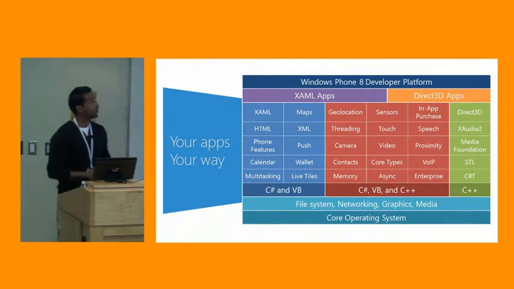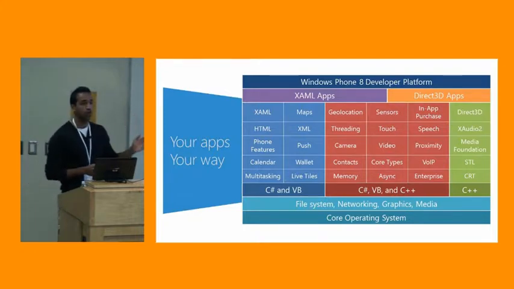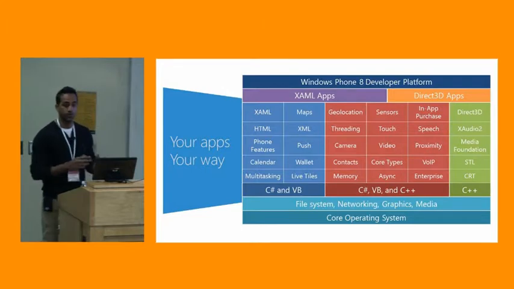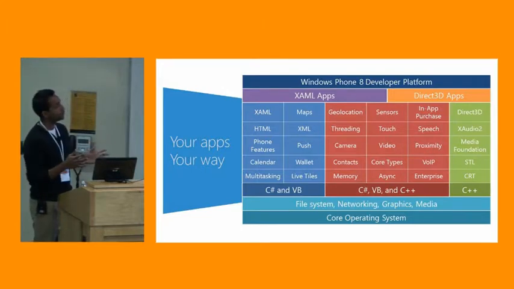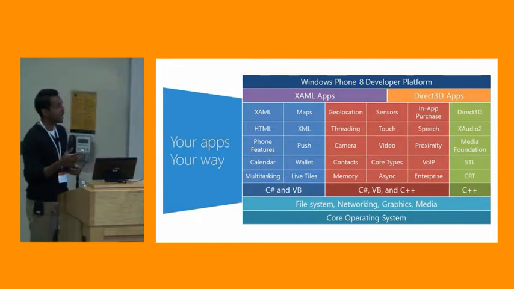So in a nutshell, on a very high level, this is what's available to you on Windows Phone 8. On the left, you have your .NET APIs that allow you to do things like push, wallet, and live tiles. In the center, you have your Windows Phone Runtime APIs, and those allow you to do things like geolocation, touch, and proximity. And on the right side, you have the DirectX APIs and the very low-level graphics and audio APIs.